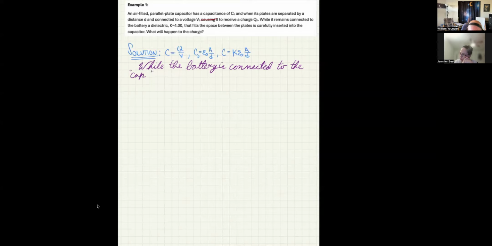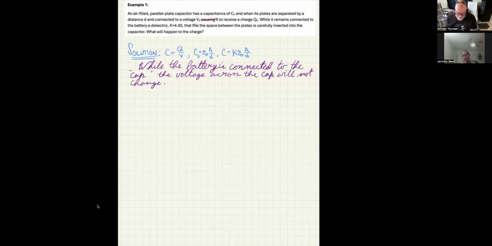And that's what we often call it. In practice, you just call it a cap. While it's connected to the cap, the voltage across the cap will not change. So that's another physical fact that we want to put in our brain and keep it alive.